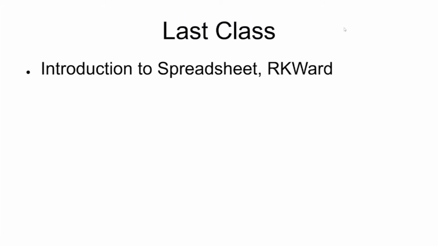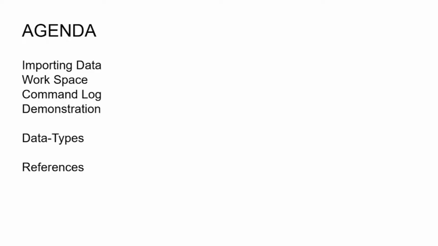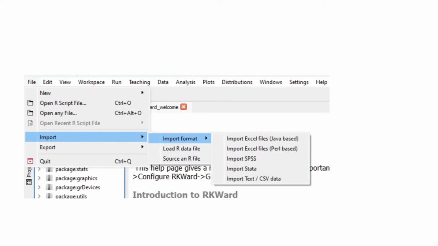Okay, last class this is what we did. We introduced the spreadsheet, how we arrange data in it, and then GUI based and command line based softwares, and from that we selected R, and from R GUIs we are going for RKWard. Now this is the agenda. We will learn how to import data in this, what the workspace is, which we have already talked about. We will talk in detail, and we will see some demonstration, command logs, and very important, data types. When we say data types, this is where our first stats class will begin. Okay. So now this is the sequence.